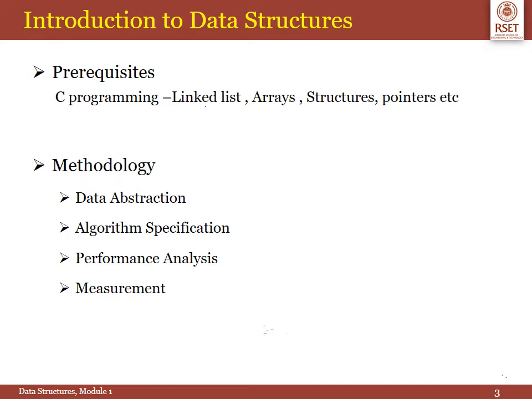Then algorithm specification. Before we start doing any coding, first we have to write the algorithm for that code, which is written in normal, human-understandable English. We define that algorithm and make it workable before we go into the implementation, that is, writing the code for that algorithm or program. Performance analysis defines how efficient my program or algorithm is. Measurement covers the different tools for measuring your program.